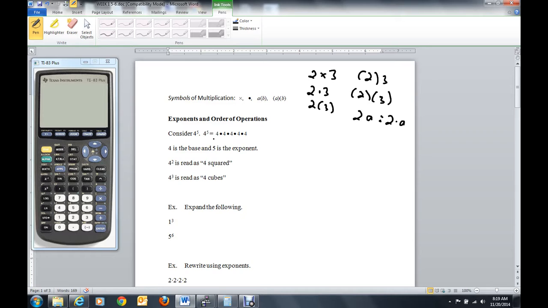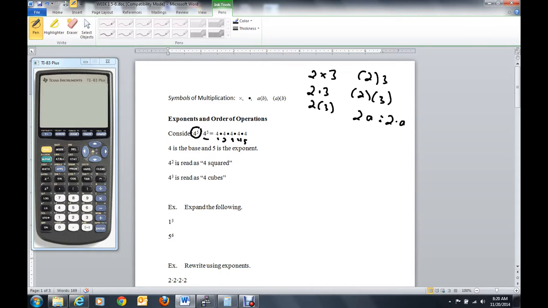So now let's look at exponents and order of operations. If you look at this 4 to the 5th power, the 4 is the base and 5 is the exponent. All exponents mean repeated multiplication of the same number. So this 4 to the 5th means you're going to multiply 4 times itself 5 times. In other words, you're multiplying 5 fours. So there's 1, 2, 3, 4, 5. So it's 4 times 4 times 4 times 4 times 4.